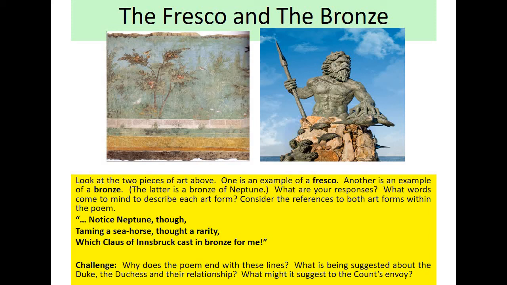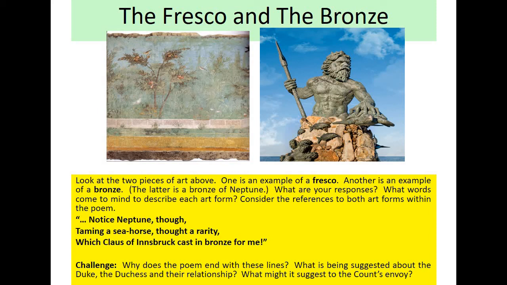The latter is a bronze of Neptune. Okay, Neptune is the Roman god of the sea. Greek is Poseidon. I think I've remembered that round the right way. What are your responses? So what do you think when looking at that statue? What does it seem to symbolise or suggest? What words come to mind to describe each art form? Consider the references to both art forms from within the poem.